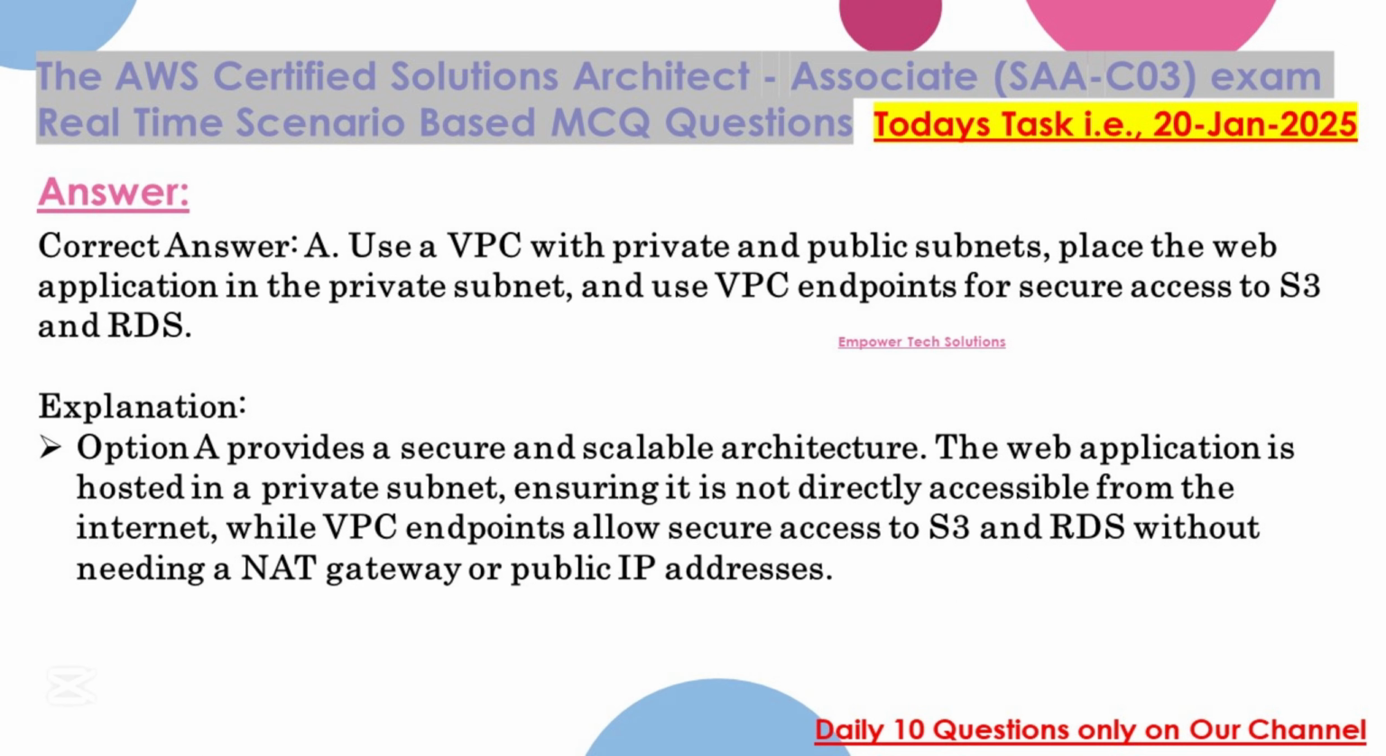Correct answer, A. Use a VPC with private and public subnets, place the web application in the private subnet, and use VPC endpoints for secure access to S3 and RDS. Explanation: Option A provides a secure and scalable architecture. The web application is hosted in a private subnet, ensuring it is not directly accessible from the internet, while VPC endpoints allow secure access to S3 and RDS without needing a NAT gateway or public IP addresses.